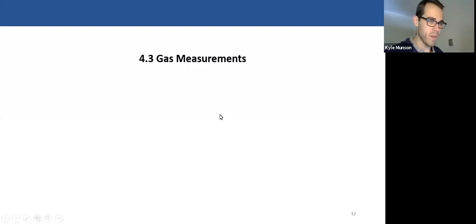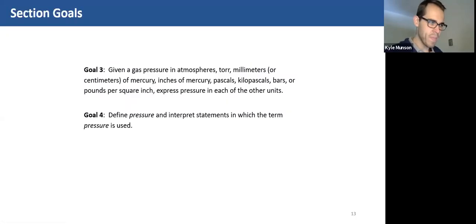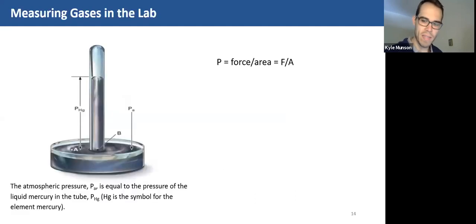In this video, we're going to be talking about gas measurements. Given the pressure of a gas in several different units, our goal is to be able to convert between those units, and also be able to define pressure and interpret statements in which the term pressure is used. So experiments with a gas typically involve measuring or controlling its volume, its pressure, and temperature.